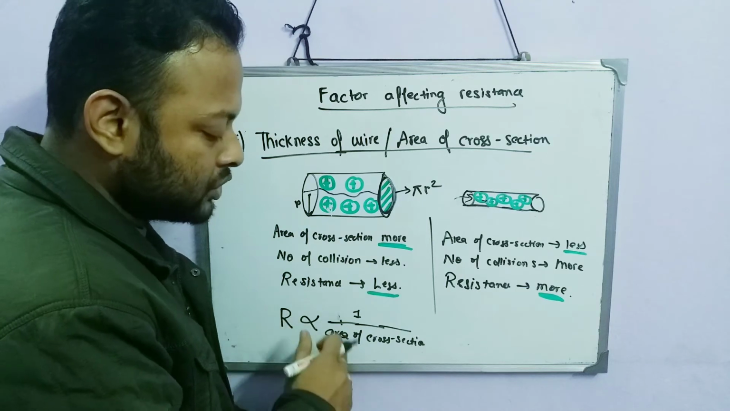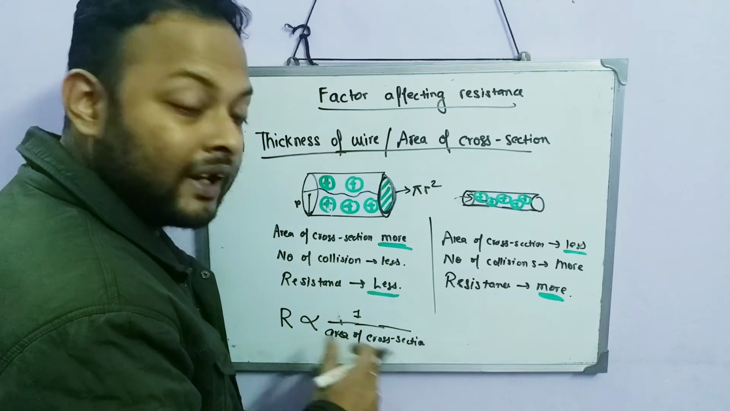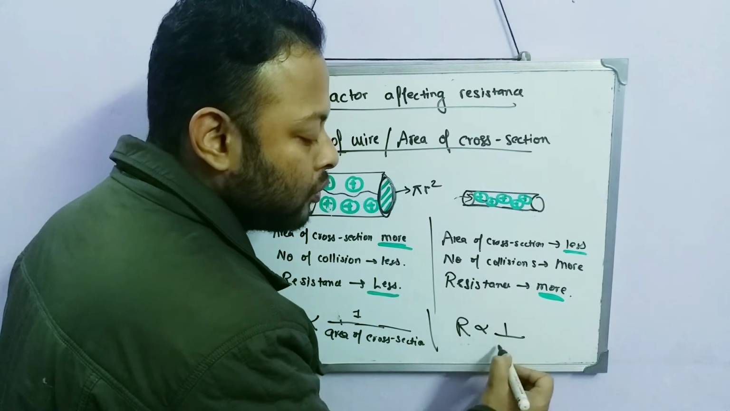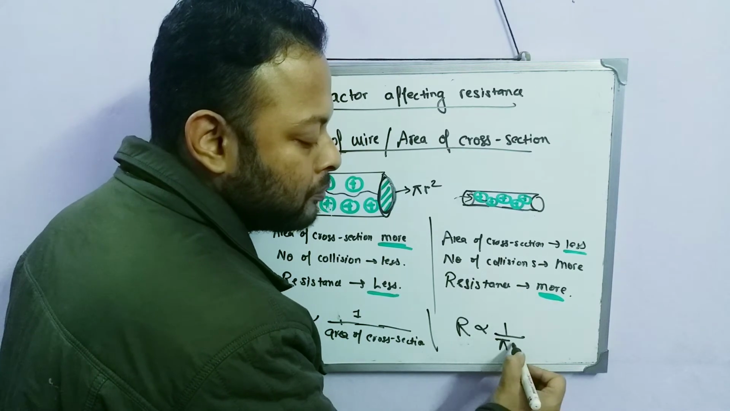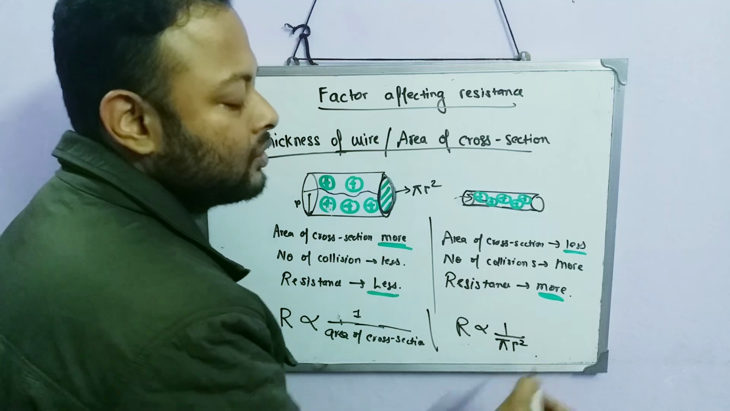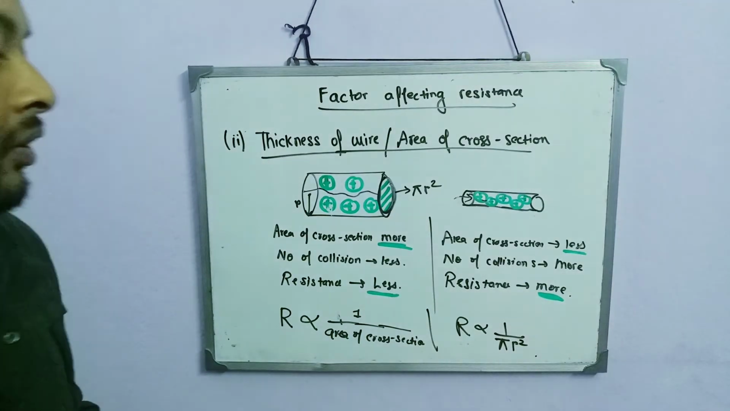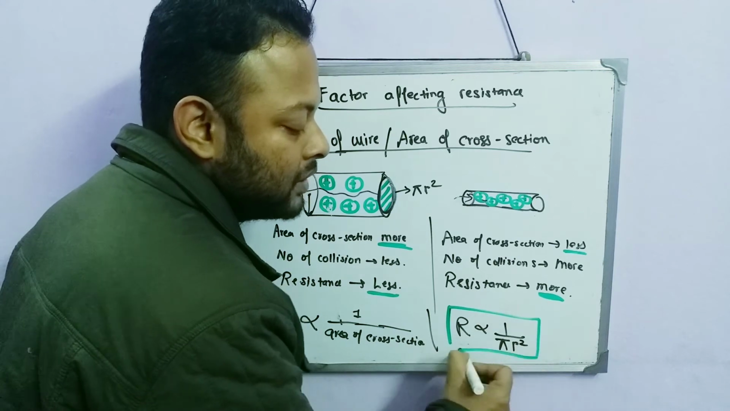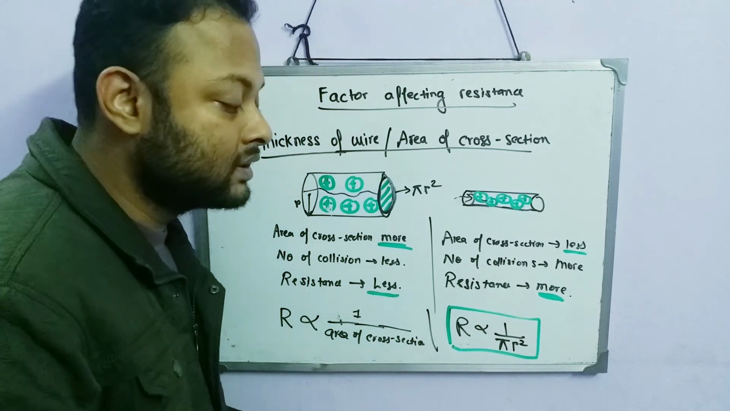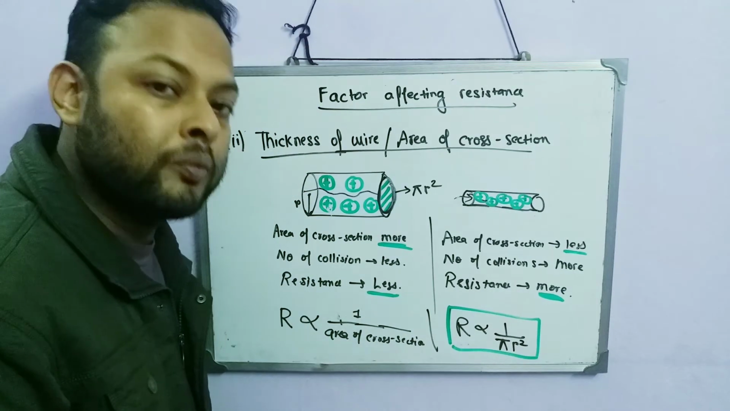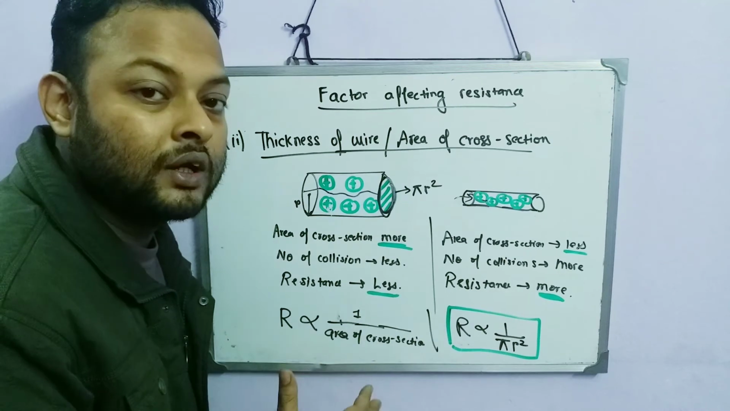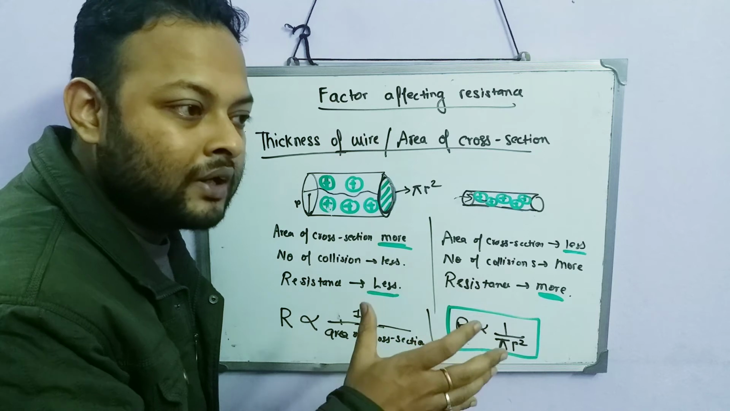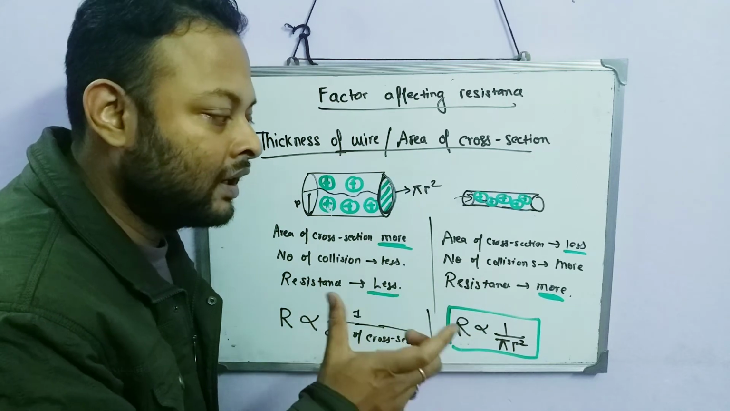So radius is proportional to 1 by area of cross section, which you can also say radius is proportional to 1 by pi r square. Remember these two relations, especially this relation, because we will use this relation to solve numericals after this. There are a lot of numericals which come from this part only, by comparing the length and area.